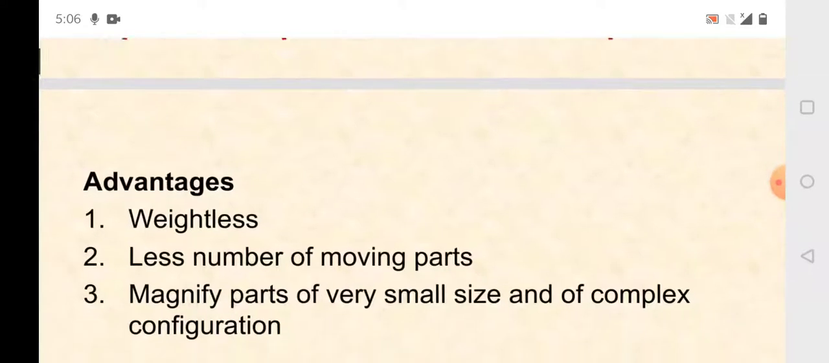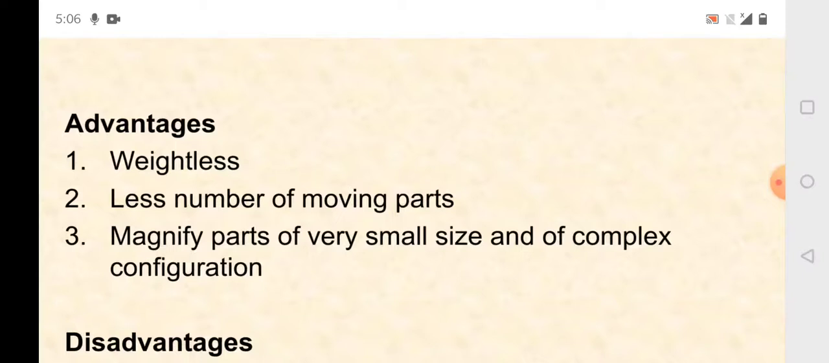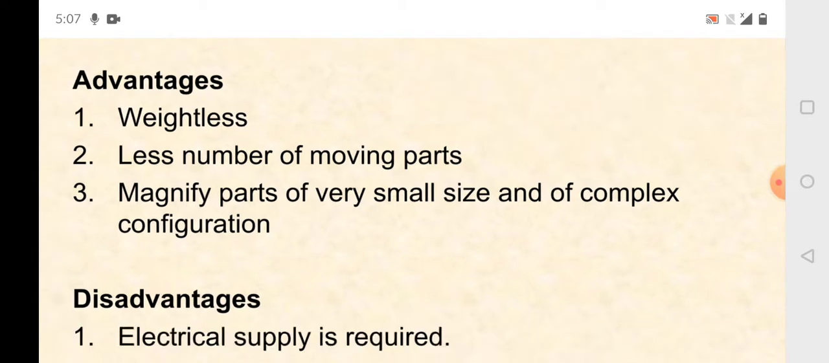the Zeiss Ultra comparator. Advantages are weightlessness and fewer moving parts. As we can see, there is no mechanism; hardly that mirror is there, which is a movable mirror, and that is the only thing which is moving, along with the probe or plunger. With fewer moving parts, friction will be less, wear and tear will be less. Then it can magnify parts of very small size and complex configuration. So those are the advantages of this.